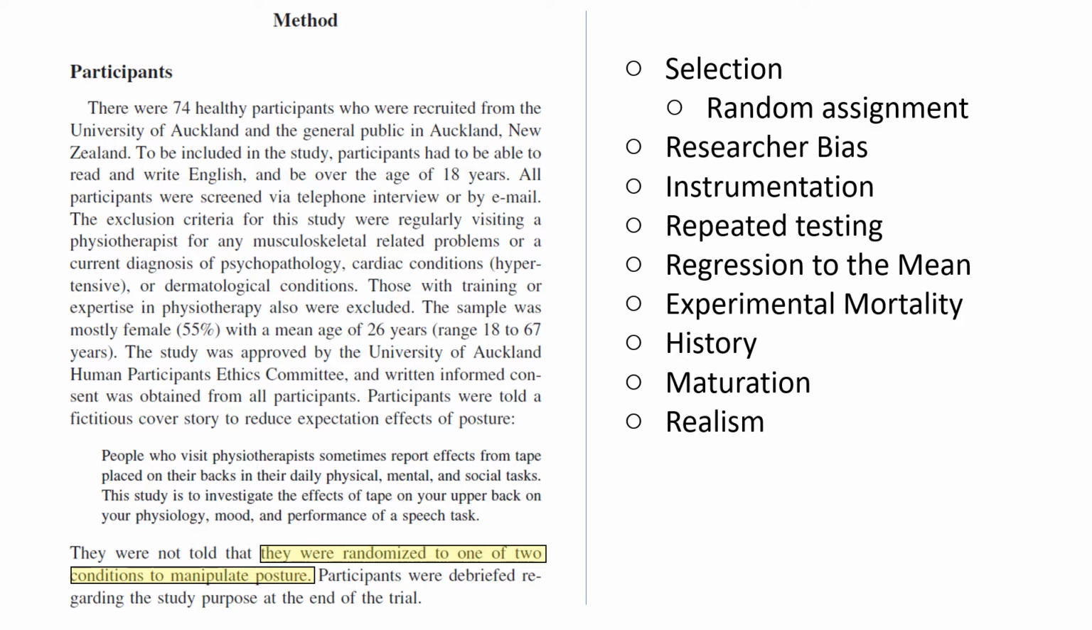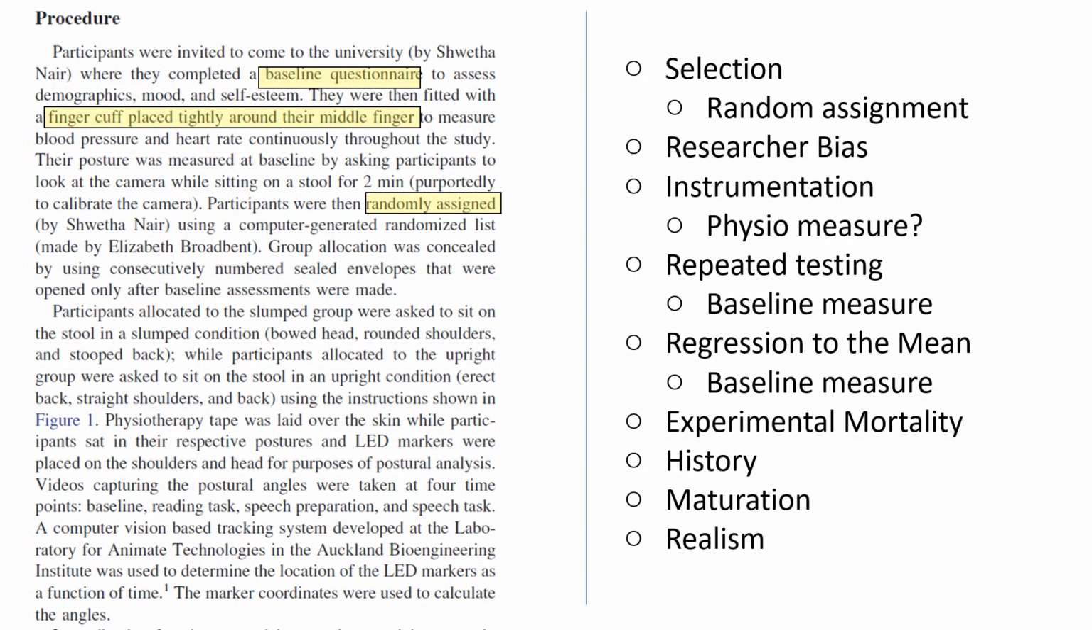In the case of the slumped and upright postures article, the first thing I noticed was at the end of the first paragraph of the participants, the information about randomization. That's another way of saying that researchers used random assignment, which we know helps reduce threats due to selection. I kept skimming and found the information about a baseline questionnaire.